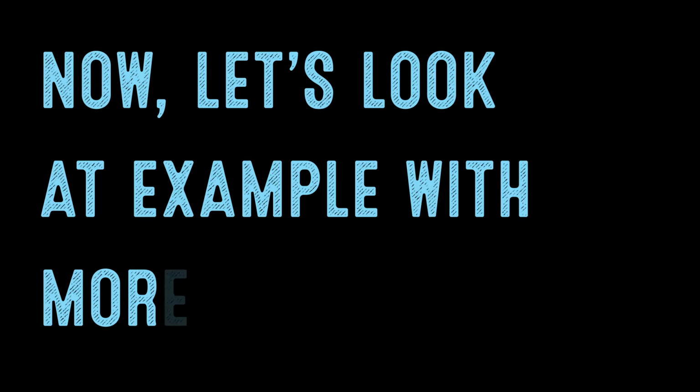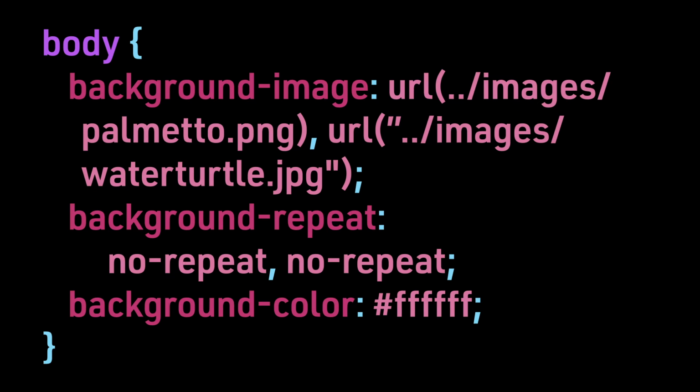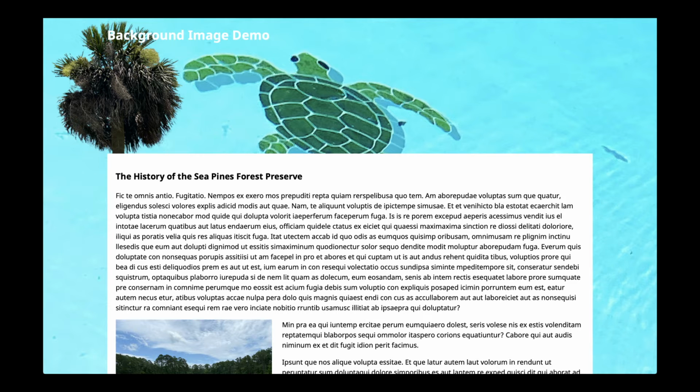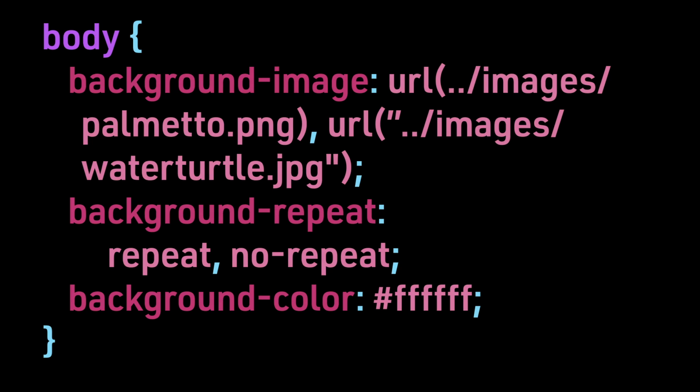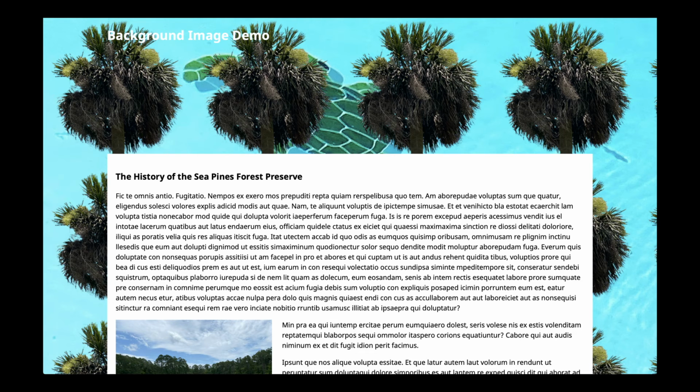Now let's look at an example with more than one image loaded as a background image. We have made no changes to the HTML, but here's the CSS. We are loading two new images, one of a palmetto and the other of a water background with a turtle. Neither image will repeat. We add the background color as a backup. This is how it would display. And finally, here is the CSS to repeat one of the images, the palmetto. And here is the result.